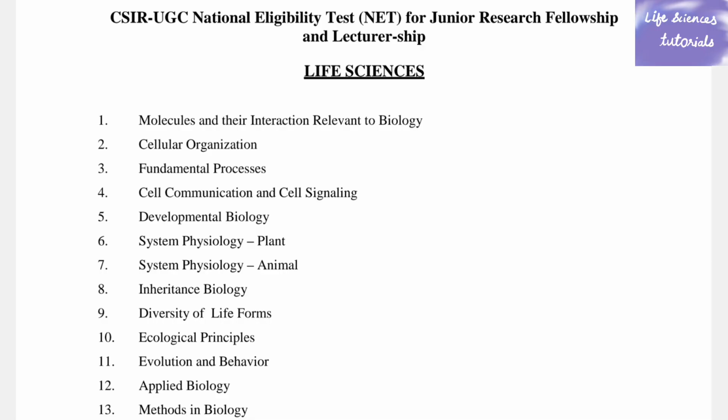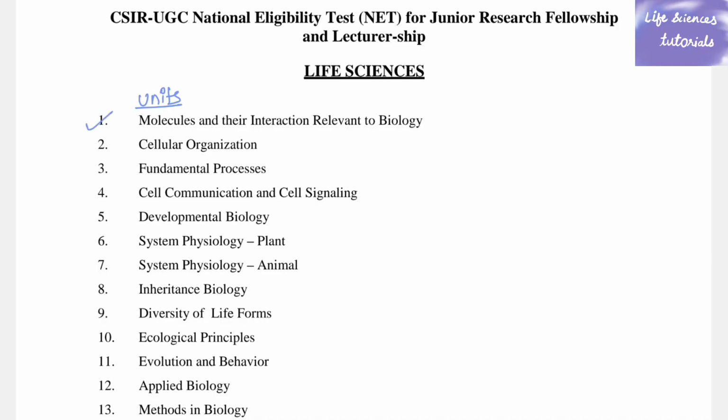So first, let's get introduced to the syllabus for CSIR UGC NET examination, life sciences field. As you can see, these are the various units which are part of the entire syllabus. So first, let's quickly get familiarized with the entire syllabus. Then in the upcoming videos, I will teach you in a very simple way how to understand all the different important topics in life sciences. Okay, so first let's see all the units.